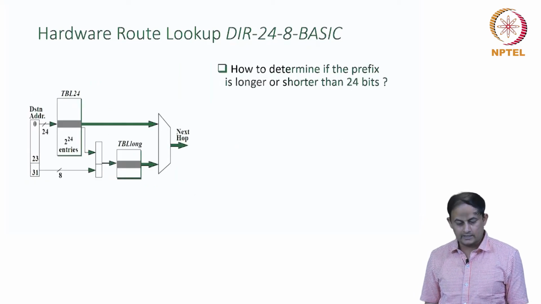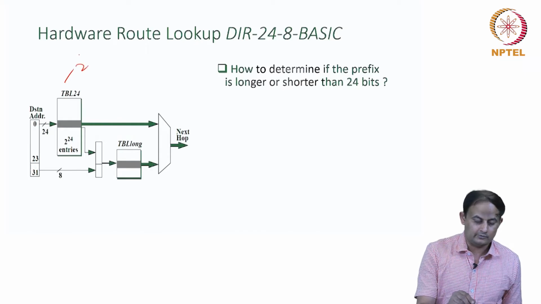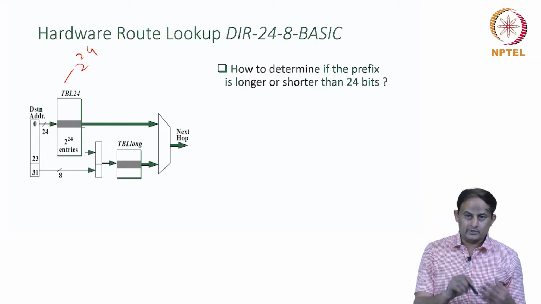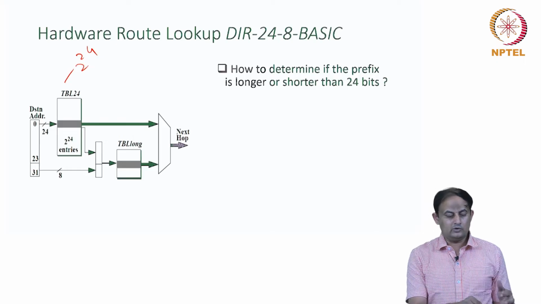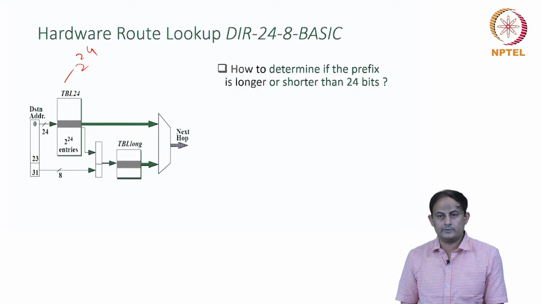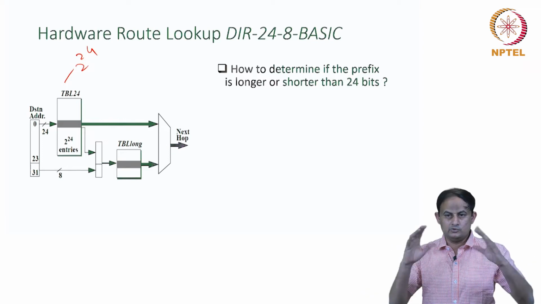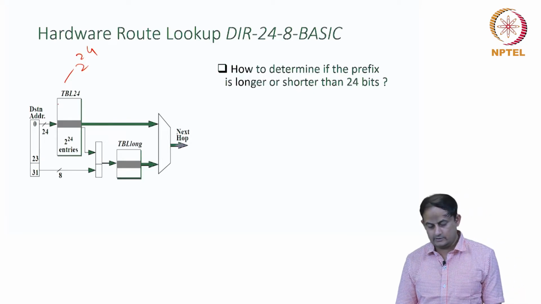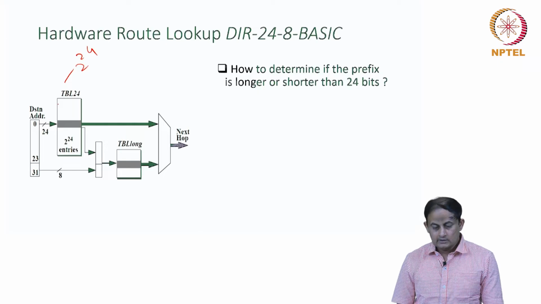So in effect, what I am trying to say is the first level table, table 24, will have 2 to the power of 24 number of entries, and for any prefix which is less than 24 bits, one lookup in the first level table is sufficient. Any prefix which is longer than that, the second level reference is required. In the worst case, two memory lookups, one at the first level and one at the second level, would be sufficient to find out where to forward the packet or the lookup operation is complete.